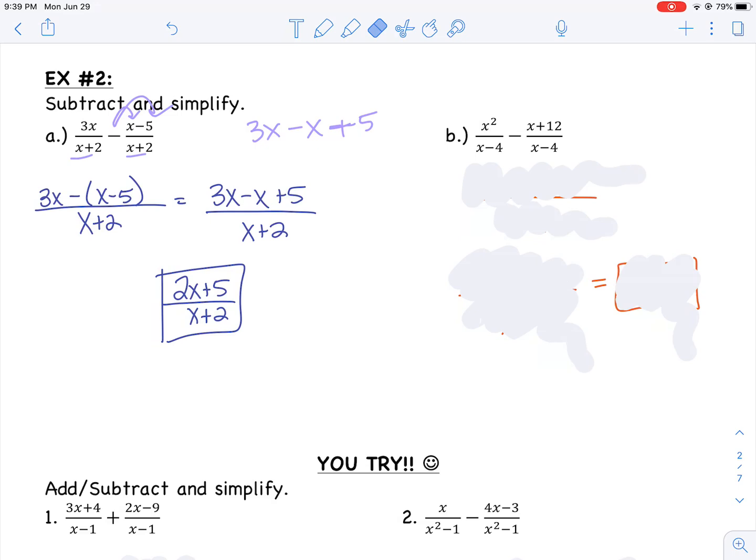I don't notice anything that can be factored, and I notice that I have 2x plus 5 in the numerator and x plus 2 in the denominator. Nothing really can be reduced, so it looks like that would be my final answer.